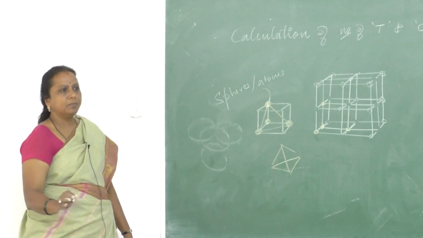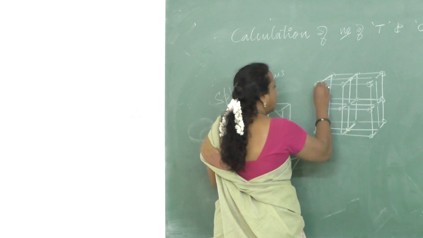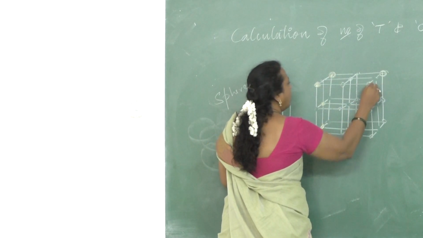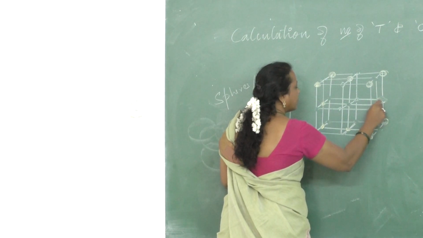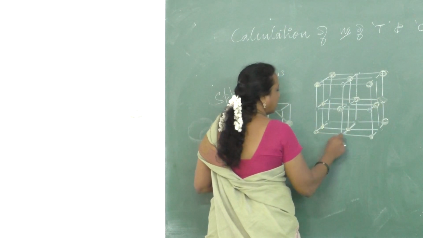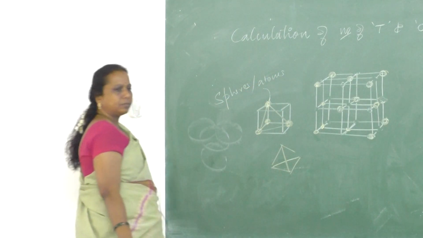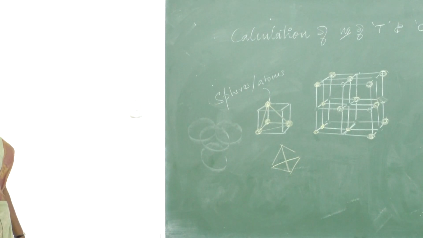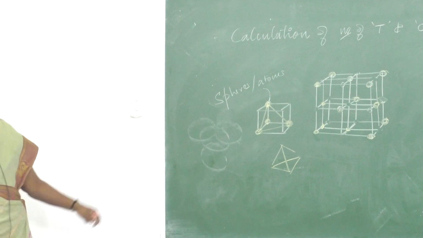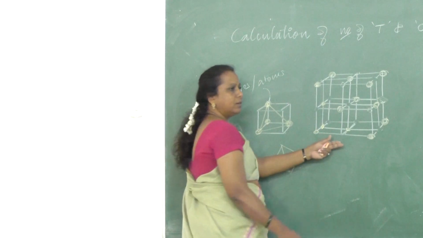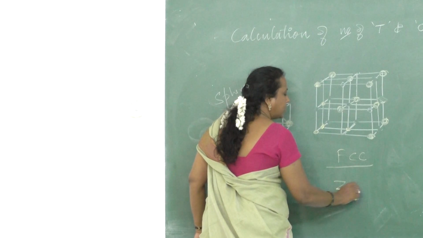8 you can see. In this unit cell, how many spheres will be there? Calculate. See, I am marking one. How many spheres will be there in this? How many spheres per unit cell? What is that lattice? Tell me. What is this lattice? FCC lattice. In FCC lattice, what is the value of Z?